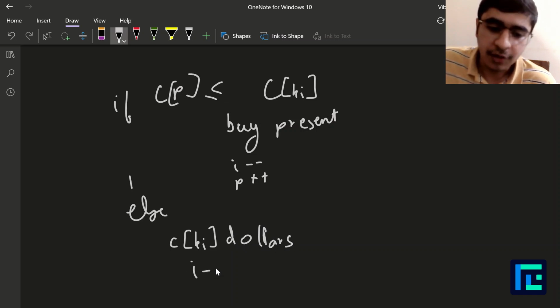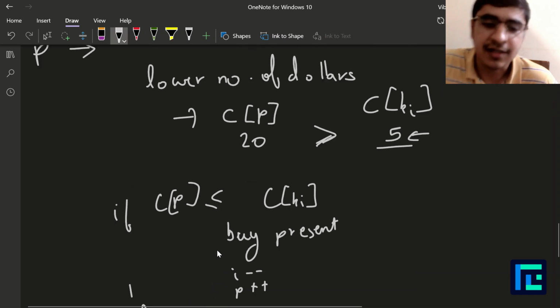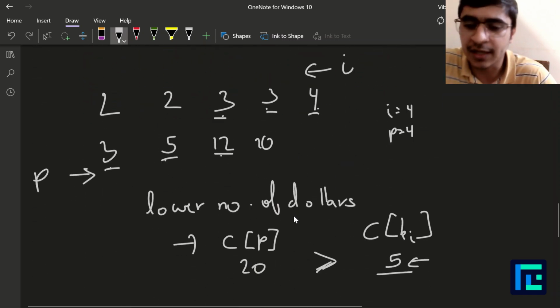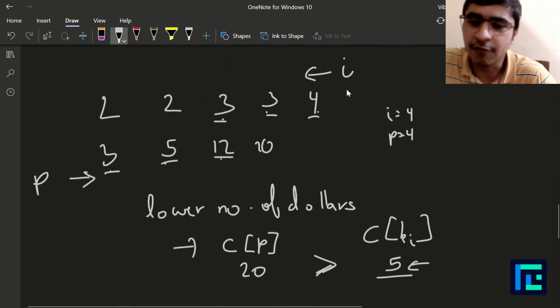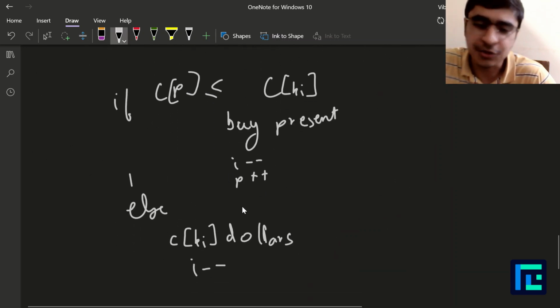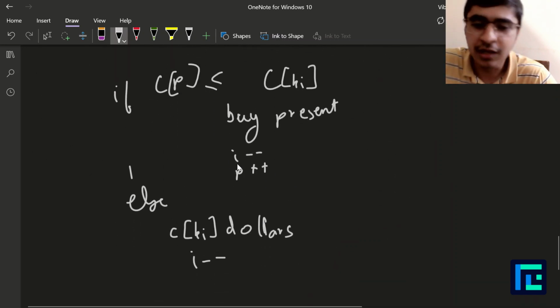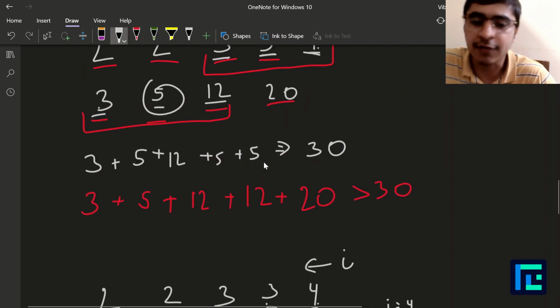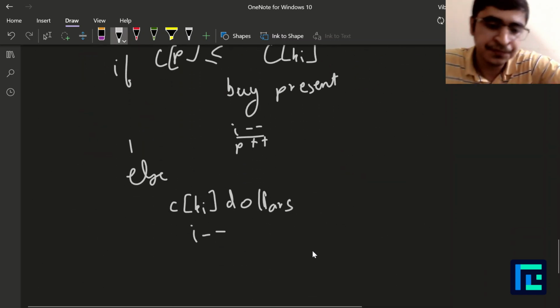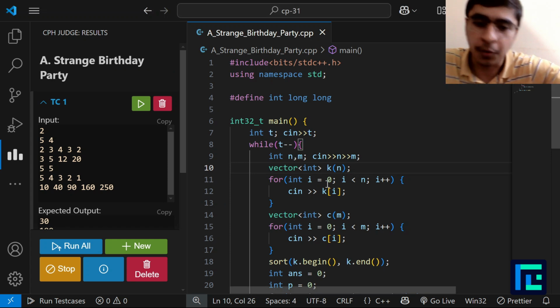And I should continue decrementing I, right? I is starting from the end, that is why I'm decrementing I. In the explanation, I just took I as 1 for better understanding, but in the pseudocode or the overall code, we would be decrementing I because I is starting from the end of the vector. So now let's move on to the code of the problem.